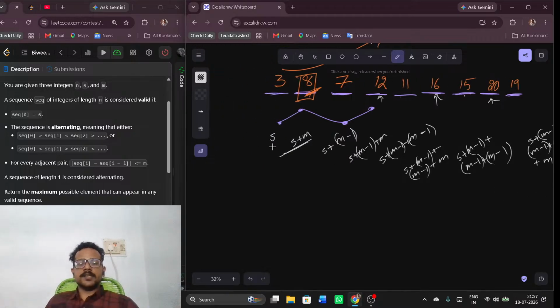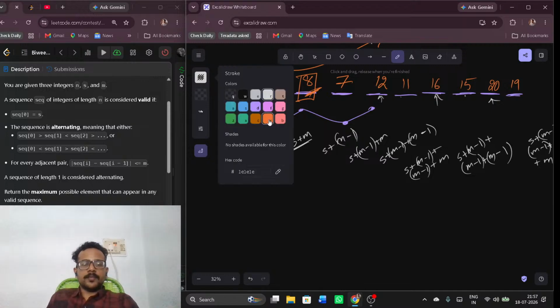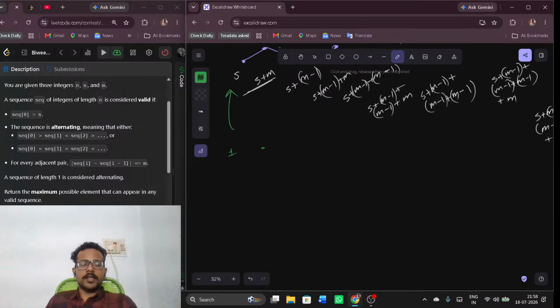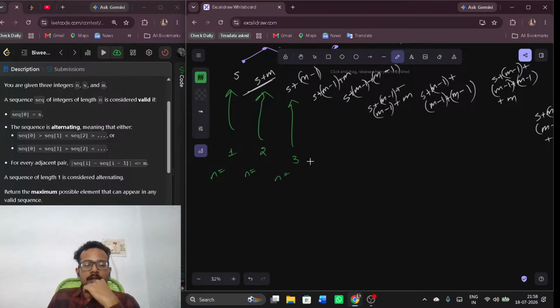Now just imagine the place. For first place, just return S. For second place, Akash, right? Your name is Akash, right? So for 3, I would get S plus M minus 1. If n is equal to 1, I would return S. If n is equal to 2 or n is equal to 3, I would return S plus M. Why am I returning S plus M? Because S plus M is greater than S plus M minus 1. That's common sense. Just basic math, right?